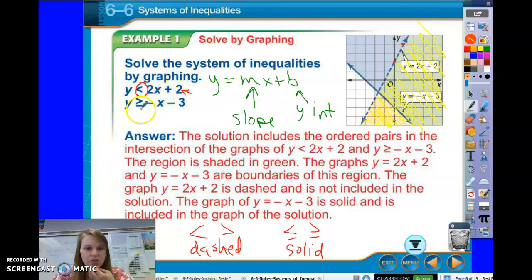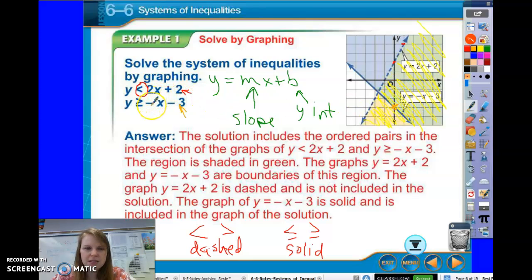Next, let's take a look at this one. This one's y is greater than negative x plus 3. First of all, let's find our y-intercept. Let's use orange. Our y-intercept is this guy, in place of the b. I see that it's negative 3, so we're going to start here. We're going to add our origin: 1, 2, 3. That's our point.